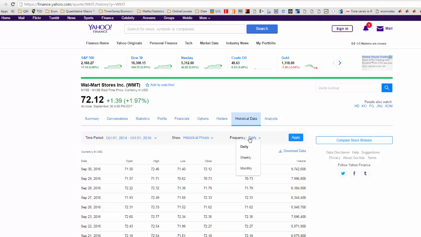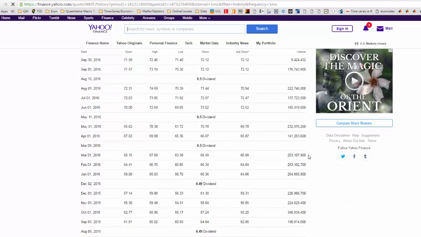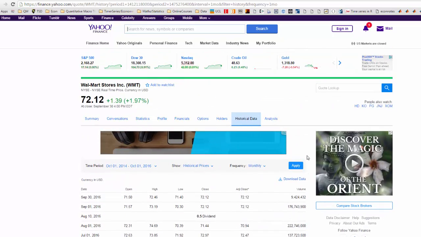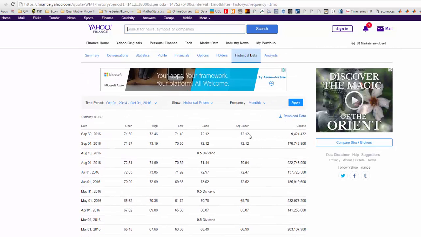Now the frequency: we would like to have monthly, and you will have historical prices. Apply. I hope it will print. Yes, it will show me the full range. Now once it's done, ignore the dividend payments. They are all accounted for in the adjusted price, these adjusted prices.